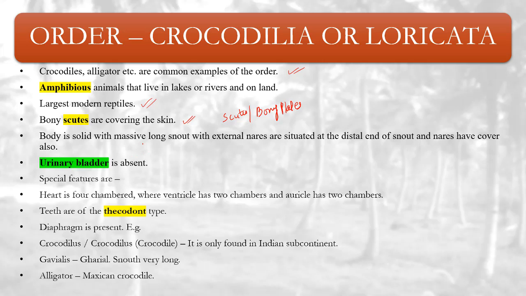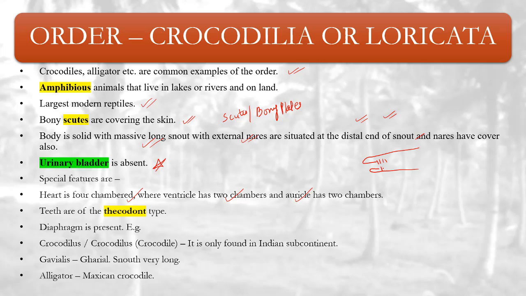Body is solid with a massive long snout, with external nares situated at the distal end of the snout, and nares have a cover also. Urinary bladder is absent. Special features: heart is four chambered, where ventricle has two chambers and auricle has two chambers. There is no urinary bladder. Body is solid with a massive long snout with external nares situated at the distal end of the snout, means this part. Yeah, like this.